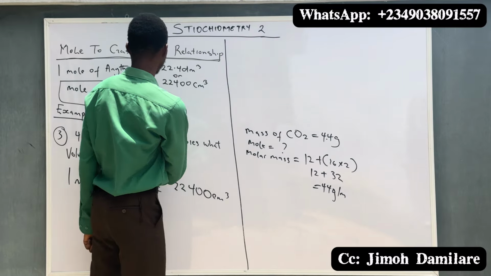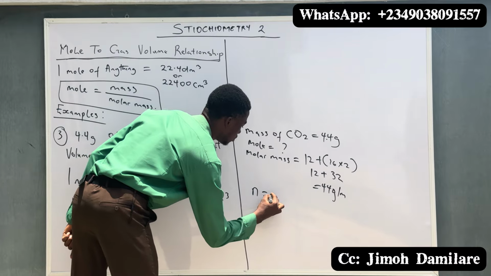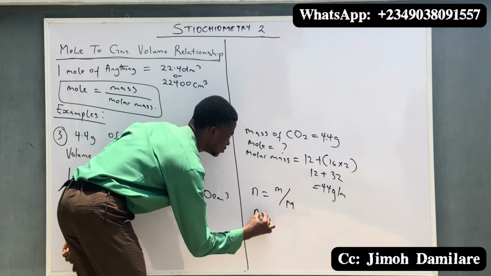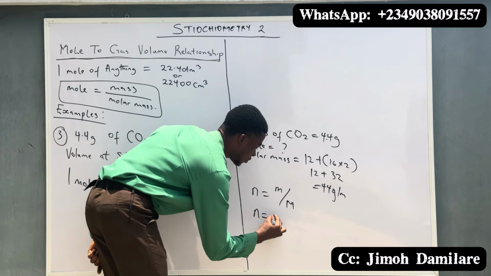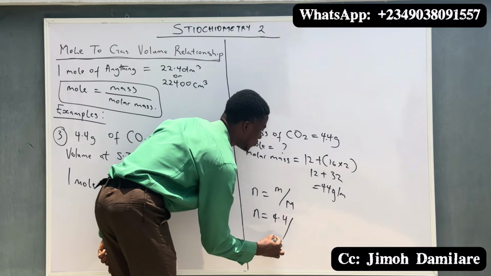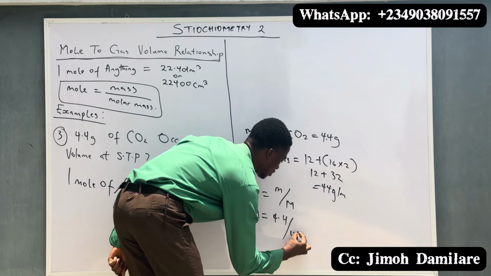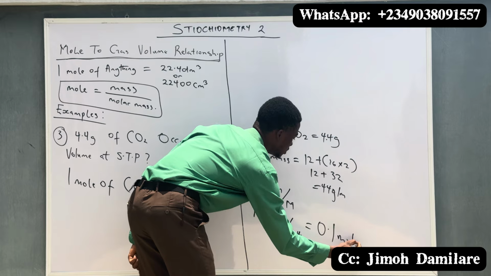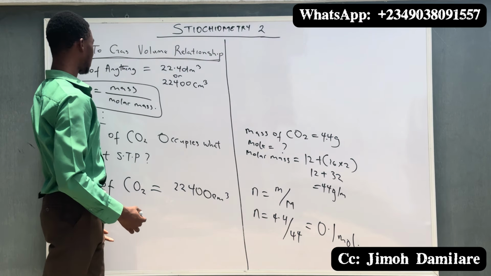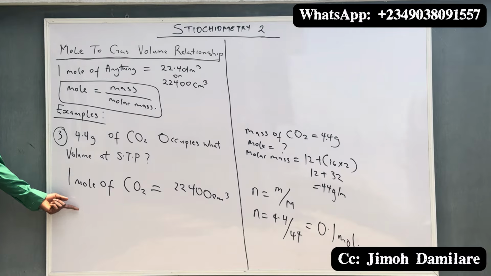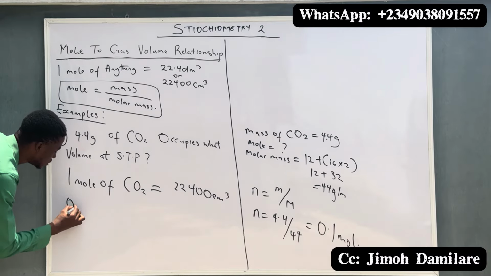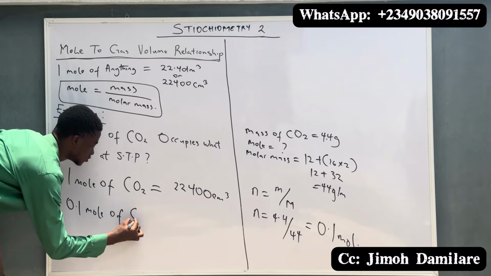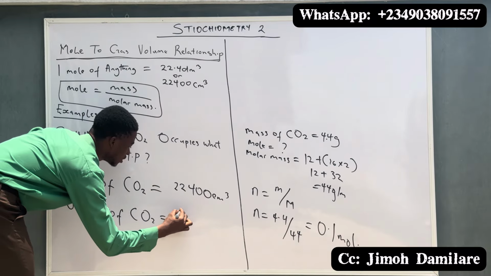So we can now use our formula, which is mole, N, equal to mass, small m, over molar mass, big M. So our N here is unknown, to be equal to, what is our mass? Our mass is 4.4 grams over, what is our molar mass? Our molar mass is 44. When you divide this, you are going to get 0.1. So 0.1 mole is the mole of CO2. So we can now say that 0.1 mole of CO2 will occupy unknown volume.